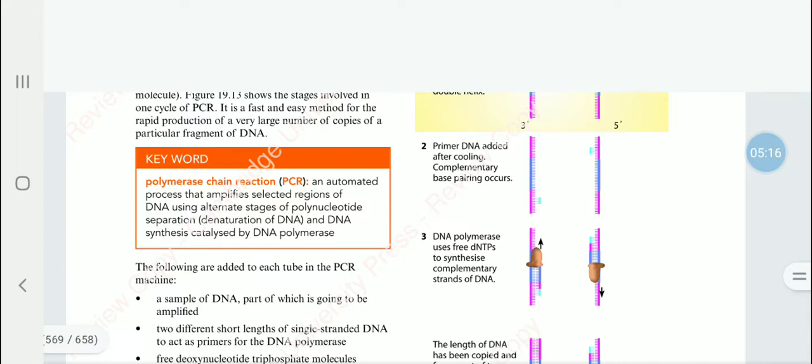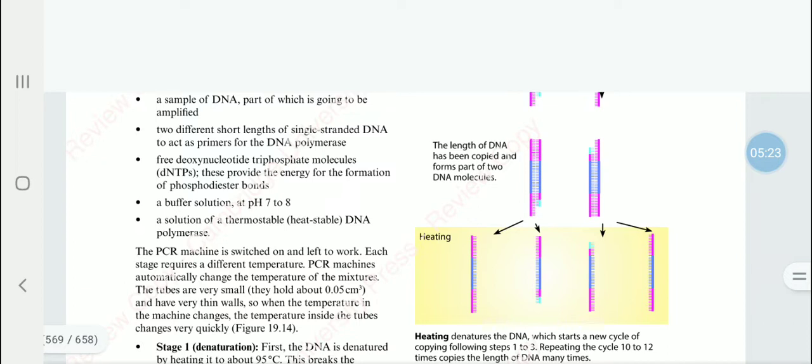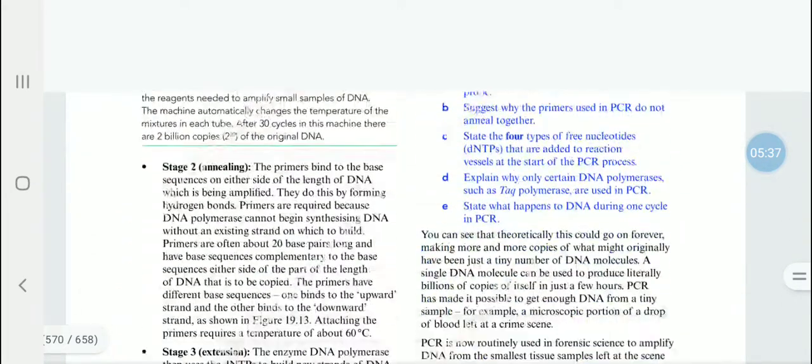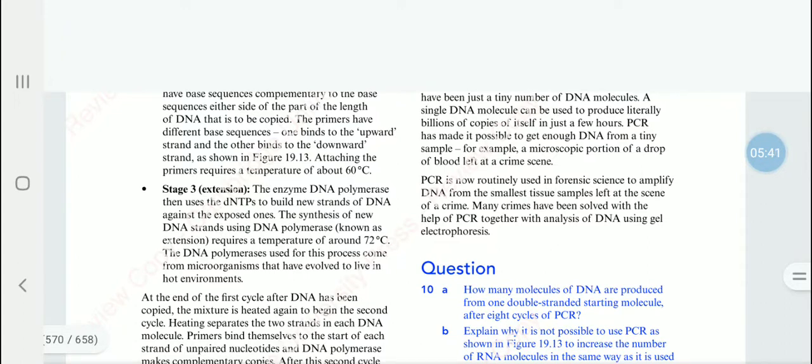The DNA polymerase will use the free dNTPs to synthesize complementary strands of DNA. In the end, when the two lengths of DNA have been copied, it will form part of two DNA molecules. There would be two DNA molecules. It will be heated up again, and the cycle will recommence. Stage 3 is going to be extension. The enzyme DNA polymerase uses the dNTPs, like I explained earlier, to build new strands of DNA against the exposed ones. The synthesis of new DNA strands using DNA polymerase, known as extension, requires a temperature of around 72 degrees Celsius.